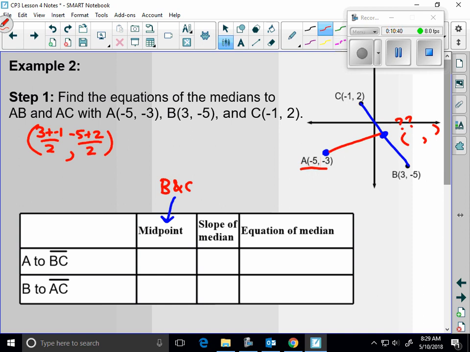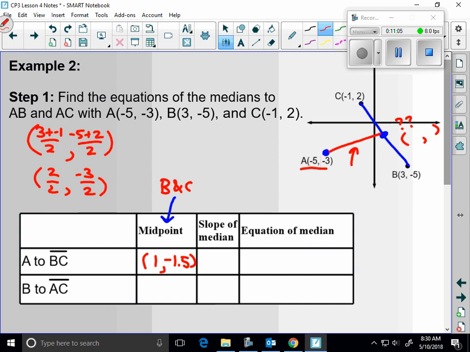Is that right? Yeah, that's right. Okay, so I get 2 over 2. What is that? 1. What is -3 over 2? That's -1.5. Okay, so I got a midpoint. Now I need a slope. I need to know the slope of this red line right here. What is the slope of that red line?